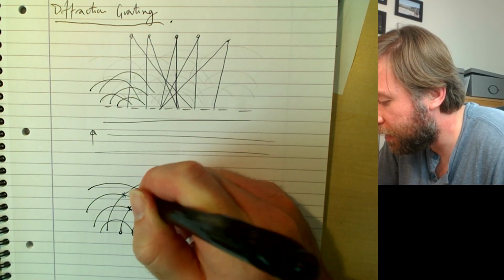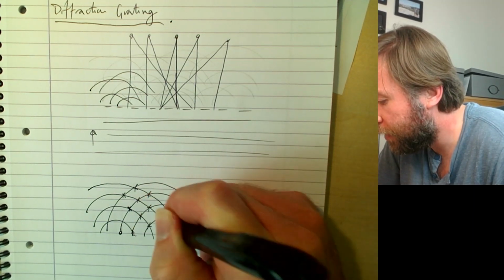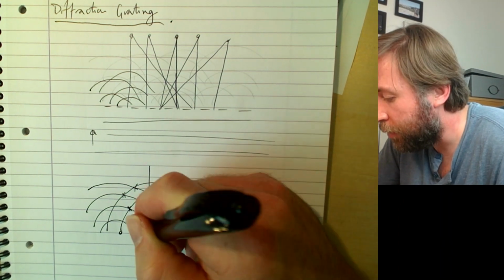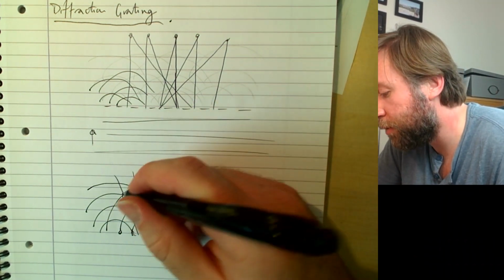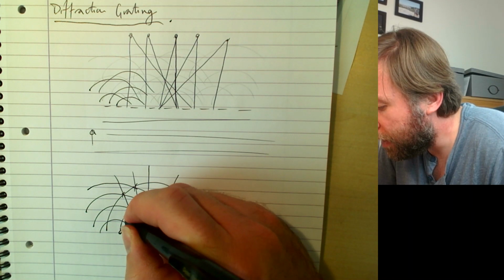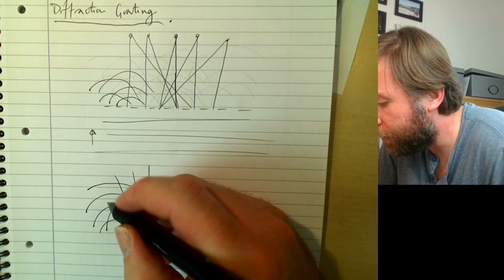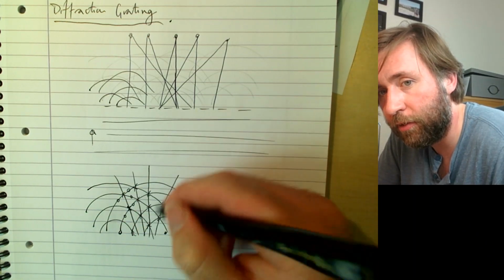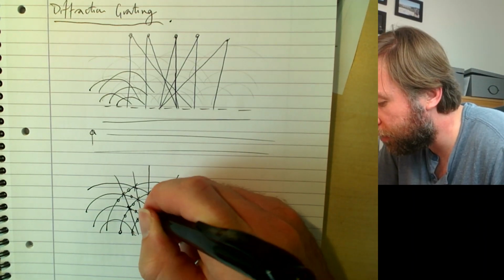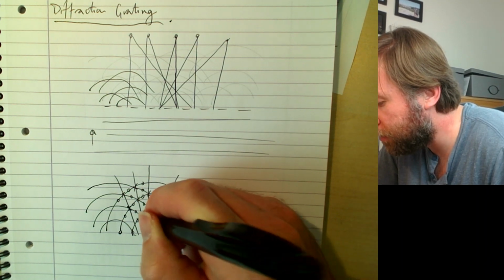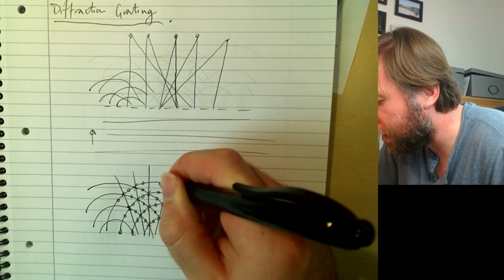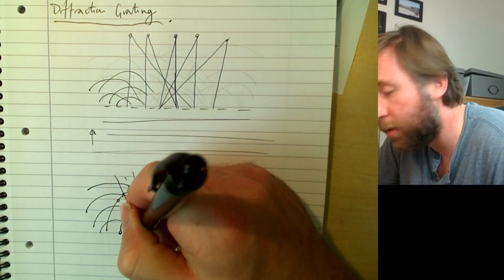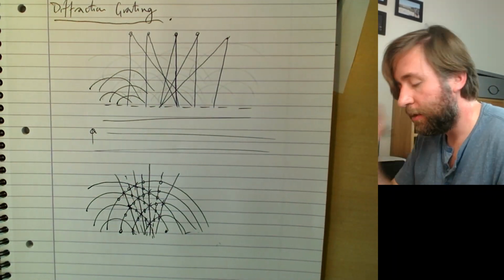Where peak meets peak, trough meets trough, you get lines of maximum along here, maximum, maximum, maximum, or in other words, bright fringes. But where a peak meets a trough, also in line, you get destructive interference, and therefore you get these zeros. You get no light at all, no wave at all, no energy transfer along those points. So that's a really quick sketch.